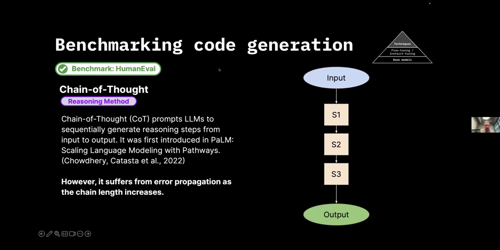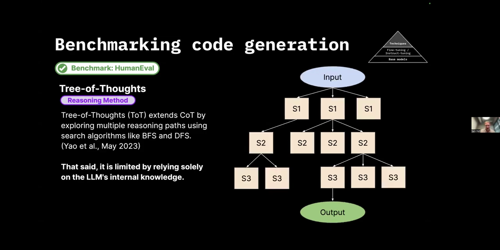So, benchmarking code generation. You may be familiar with chain of thought. This naturally improves performance, and it is a general purpose prompting method that prompts the LLM to sequentially generate reasoning steps from an input to an output. This was first introduced in PaLM, scaling language modeling with pathways. However, it suffers from error propagation, particularly for code, as the chain length increases.